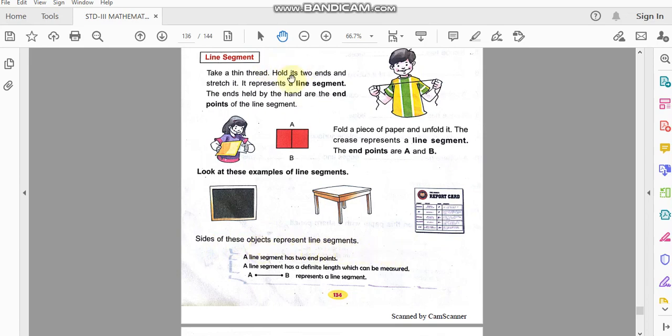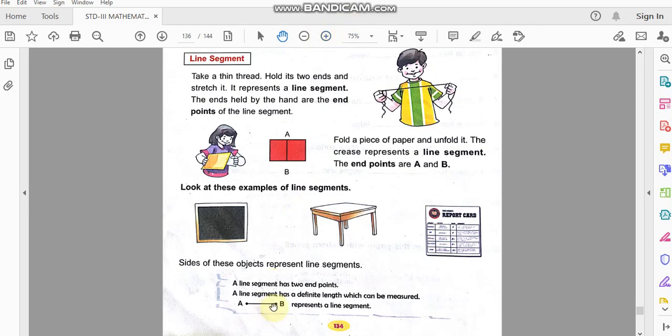Let us read the properties of a line segment. A line segment has two endpoints. A line segment has a definite length which can be measured. AB represents a line segment. So these are the properties of a line segment.